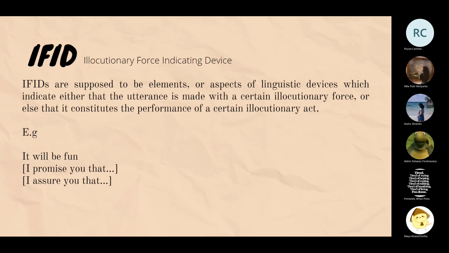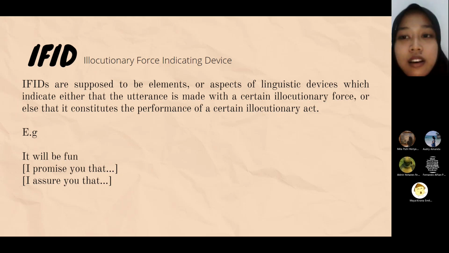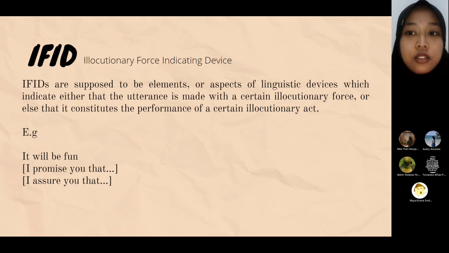Okay, so next is about IFID. IFID stands for illocutionary force indicating device. IFIDs are supposed to be elements or aspects of linguistic devices which indicate either that the utterance is made with a certain illocutionary force or else that it constitutes the performance of a certain illocutionary act. Illocutionary force refers to the speaker's intention in conveying the utterance or the type of illocutionary act performed by the speaker.